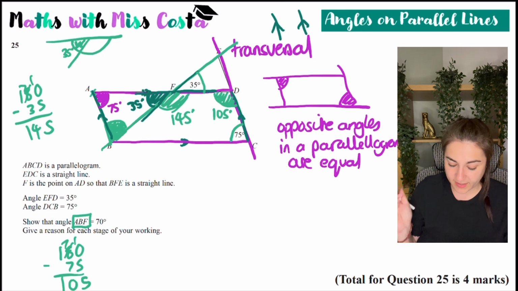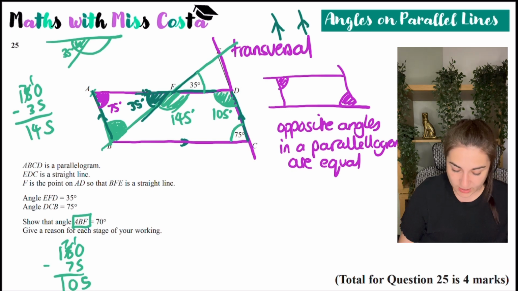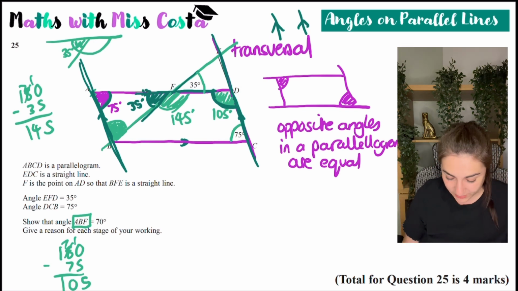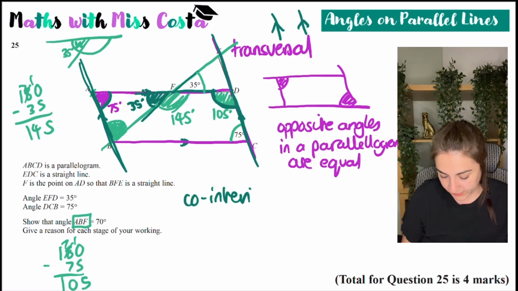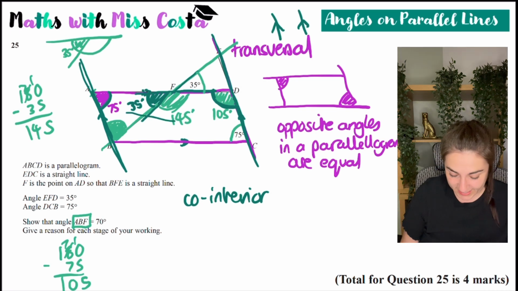So I could have done that 75 degrees, or if you didn't know that fact, you also know that these two lines here, this line and this line, are parallel. So this angle and this angle here, if you just turn the page around, they would also be co-interior angles, so they would need to sum to 180. So there's two ways you could have got it, either because opposite angles in a parallelogram are equal, or the co-interior angle route.